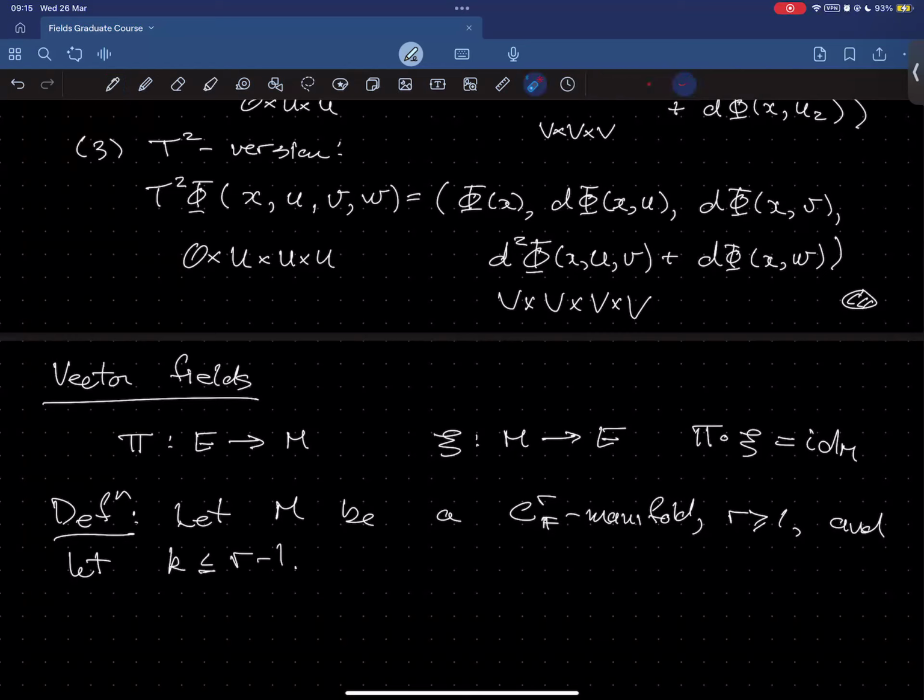And so I have a manifold with some regularity, and I'm going to choose some regularity for my vector fields, and that regularity is going to have to be at most r minus 1. The reason is that the tangent bundle of a C^r manifold is a C^(r-1) manifold. So I lose a degree of differentiability when I go to tangent bundles. So a C^k vector field.